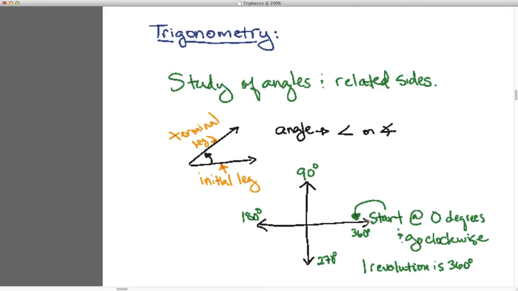We're looking at angles and their related sides. There's a relationship between these angles and their sides. And when we're discussing angles, first of all, the symbol that I'm going to be using is either that or that. And there's always going to be an initial leg where it starts and then a terminal leg where it ends.